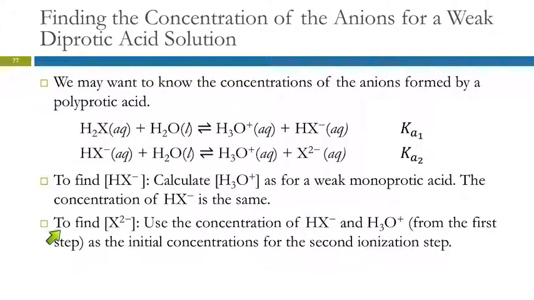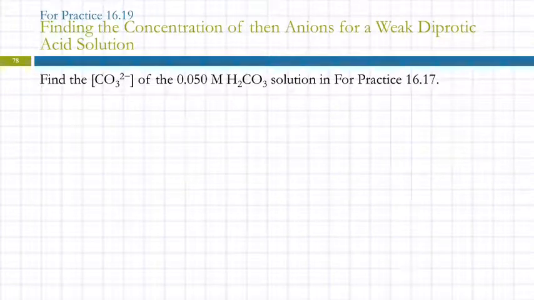Now, if you want to know what the X2 minus concentration is, then you're going to do the first step: find X minus and H3O plus, and plug them in here as your starting values, and do the calculation again. X is small, but now X is the concentration of that ion that you want. And so it's going to be really small, but that's how you find it. Let's do an example, and hopefully this will make a little more sense.